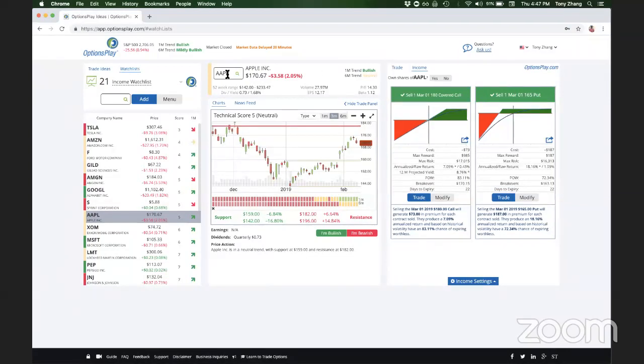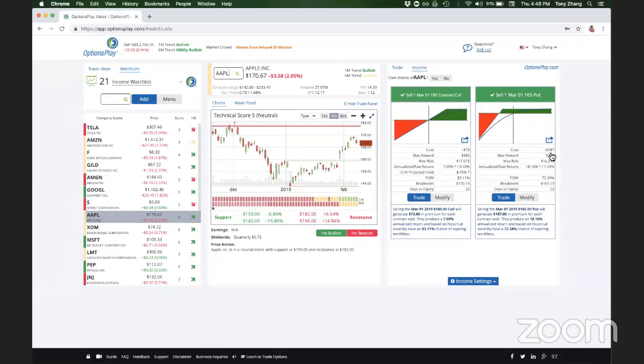So going back to the Apple example, I plugged in Apple earlier, and what it spits out for me is a March 1st 165 put. So a little higher than the example that I gave in the PowerPoint presentation. Selling a March 1st 165 put, this expires in 22 days. This will generate $187 in income, which translates to a 1.09% raw return. What that means is that if Apple goes below 165, I will own the stock at 165 minus the $1.87 I received in income, which is a 1.09% discount off of the 165.